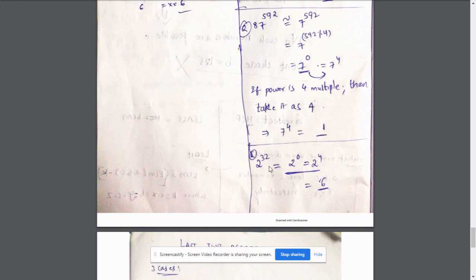If you take 2 power 32, the remainder gives 2 power 0, but you should not take it as 0. If you take 2 power 0, the unit digit will be 1, which is wrong. You should take it as 2 power 4. So for this, the unit digit will be 6. So this is the unit digit.